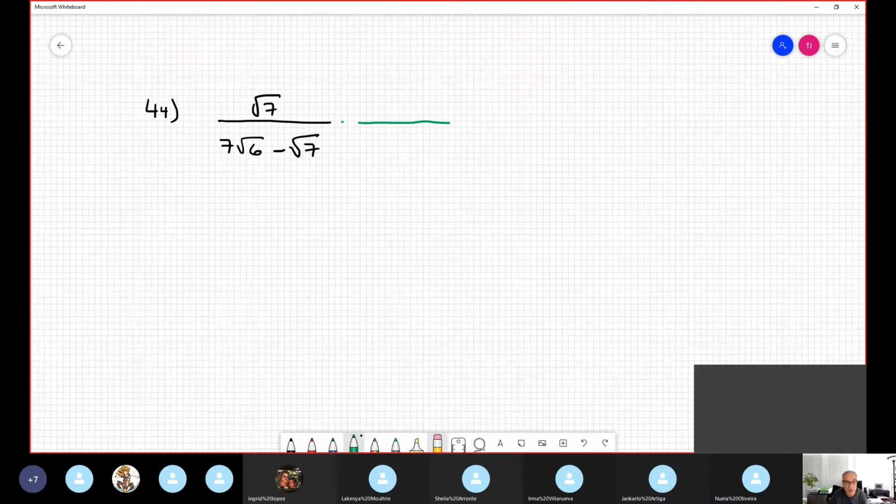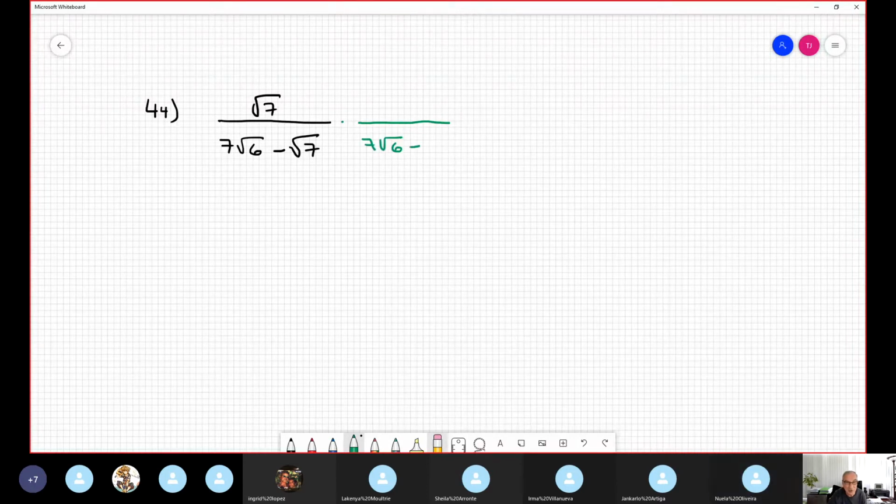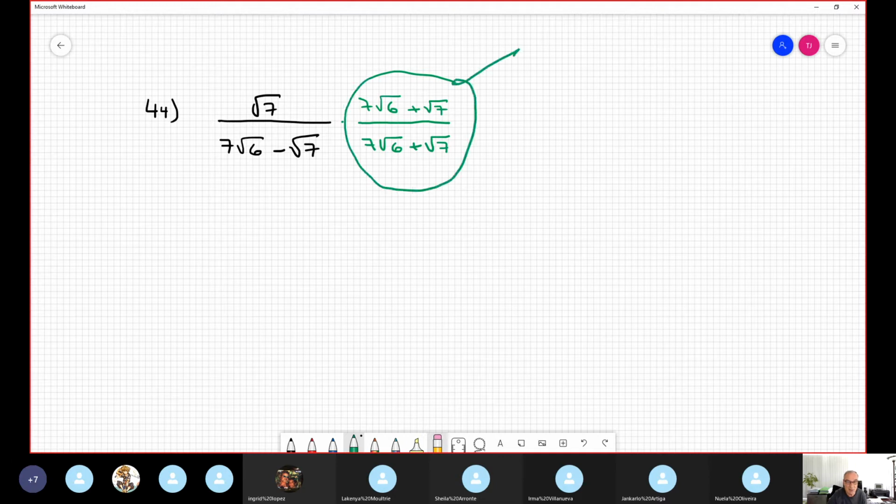Is it the conjugate of the numerator or the denominator? Denominator. Exactly: 7 radical 6 plus radical 7. To avoid affecting my problem, I put exactly the same thing on top, because when you divide the green part, the entire answer for this green part is 1, and 1 is invisible and doesn't change my original problem.